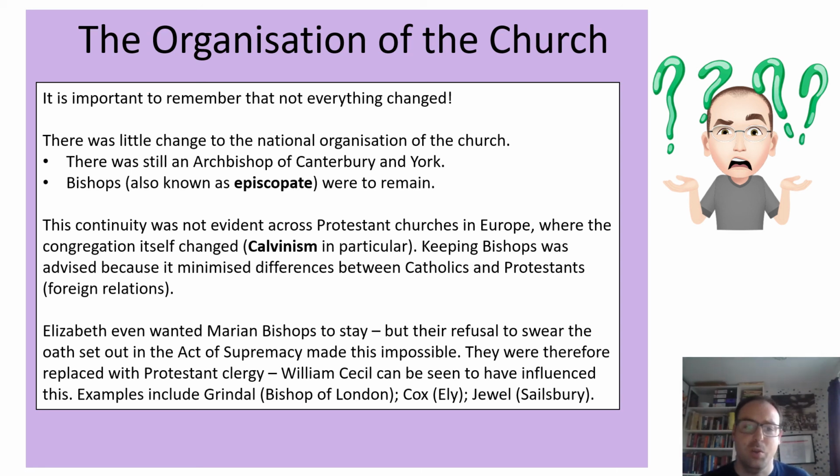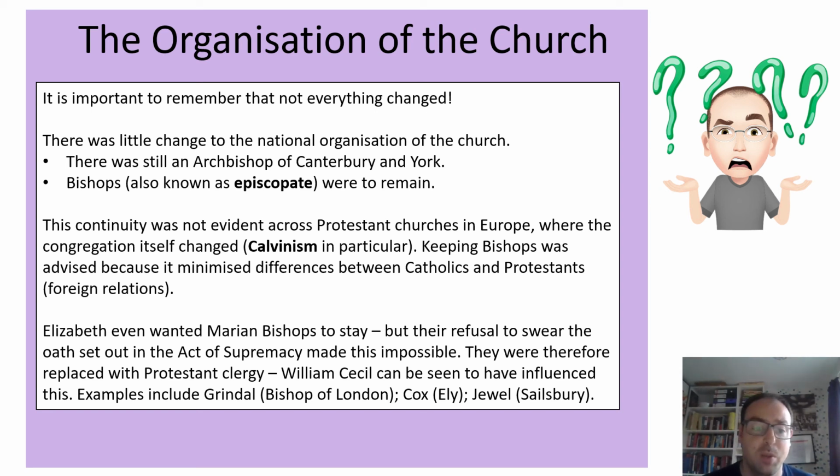Continuity was not evident across Protestant churches in Europe. So actually we're almost getting a separate kind of Anglican Protestantism, an English form of church, different to the more radical Calvinist and Lutheran churches on the continent. The congregation in those churches itself changed with the new ideas, Calvinism in particular, developing. Bishops were advised to be kept because it would minimise the differences between Catholics and Protestants, and therefore help foreign relations.